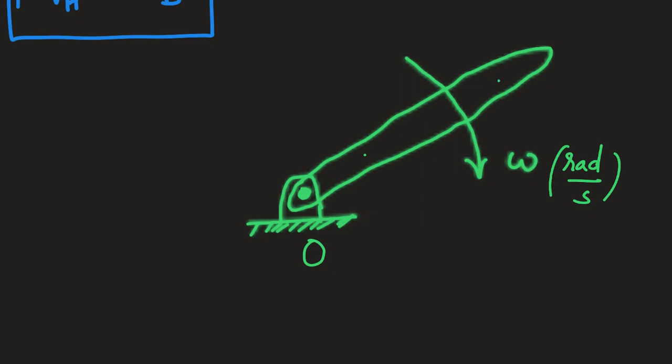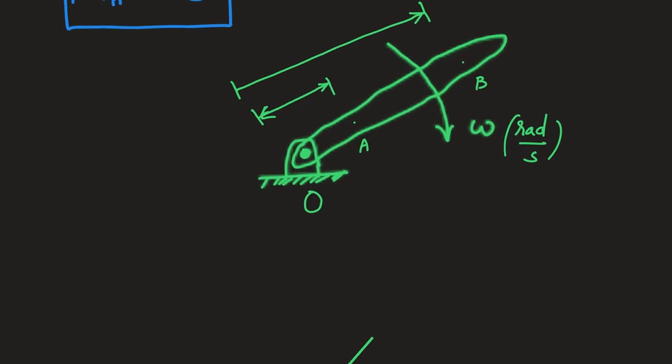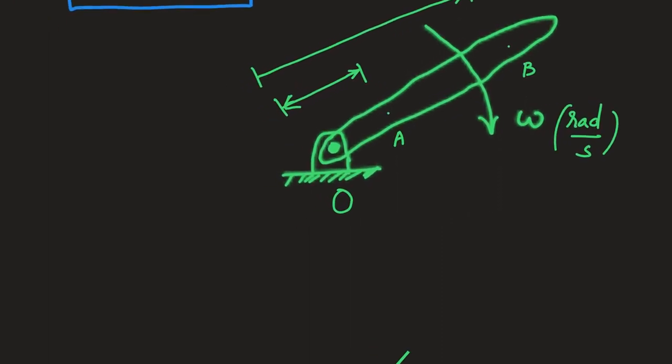Then, similar to the first case, I have two different points in my body which is undergoing pure rotation about the point O, and I am interested in computing the velocity of these two points A and B. I won't get into the vector notation, but the velocity of A and the velocity of B are not equal. They were the same in pure translation, but in pure rotation they are not equal.